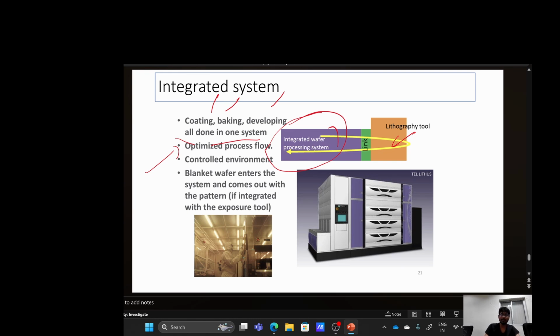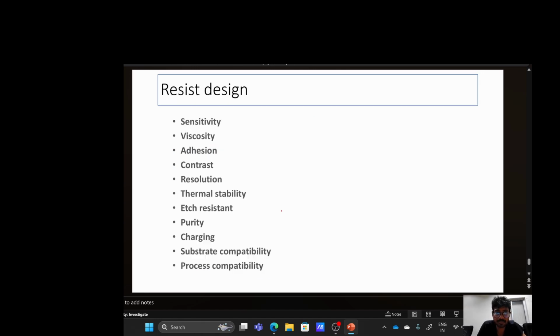A controlled environment, like inside a clean room, is needed. If humidity is high, higher humidity affects the development process a lot. Another thing is that you need to design the sensitivity of the resist to UV light or optical light.